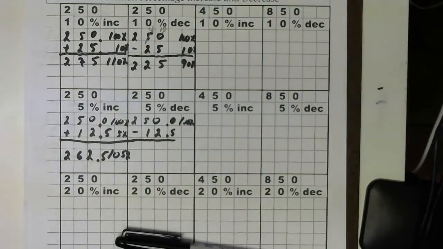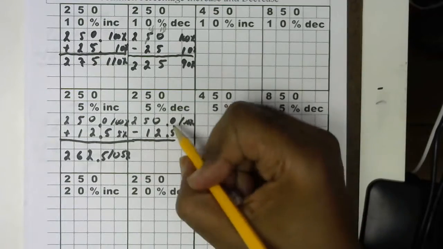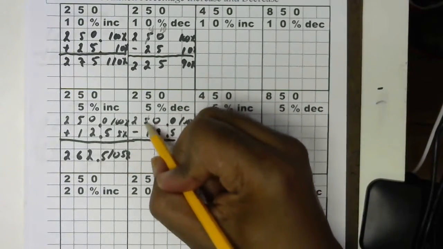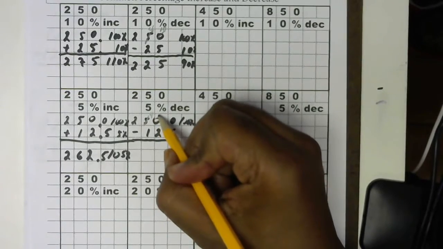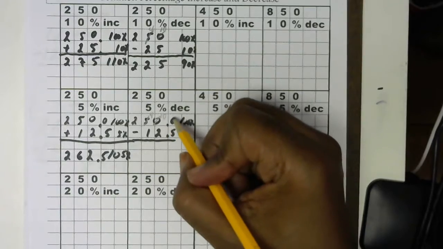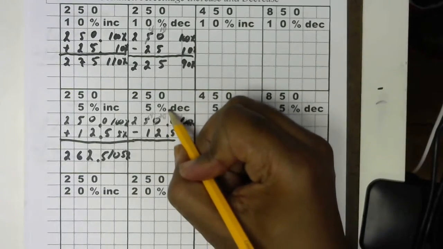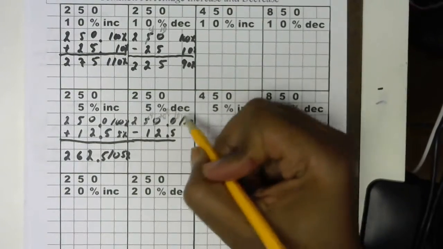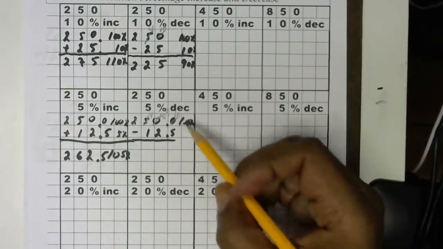And we find that you cannot take 5 from 0. So we go here to borrow. There's nothing to borrow here, so we're going to borrow from the 5 here. So this 5 becomes a 4. This 0 becomes a 10. And when we borrow from the 10, that becomes a 9. And then this becomes a 10. So 5 from 10 gives us 5.